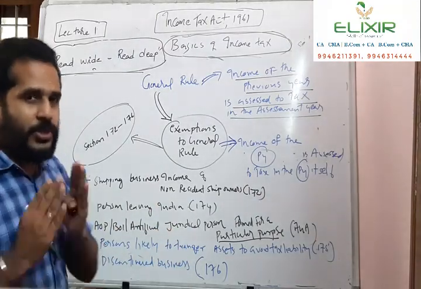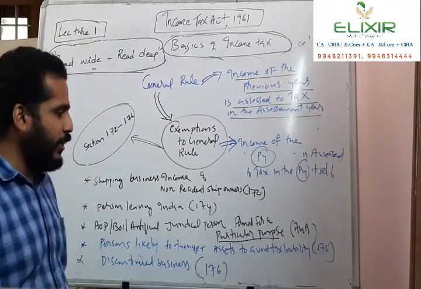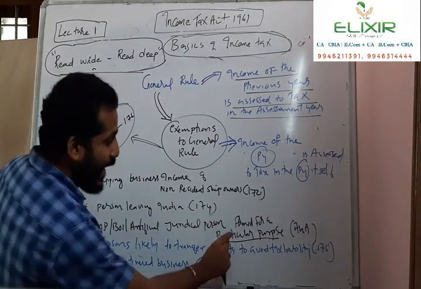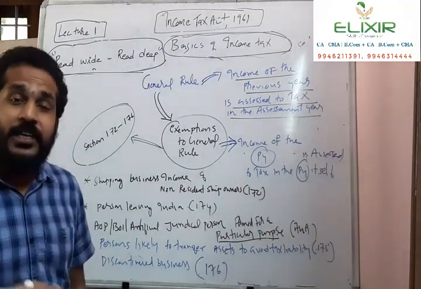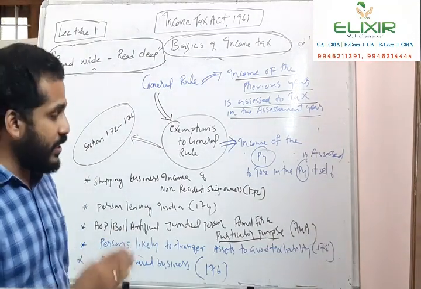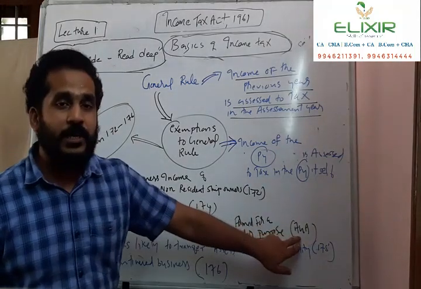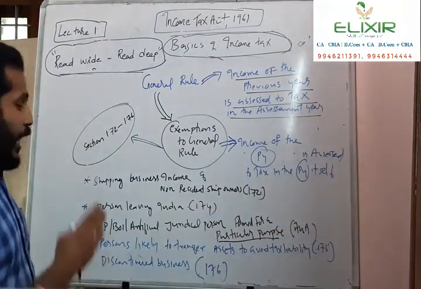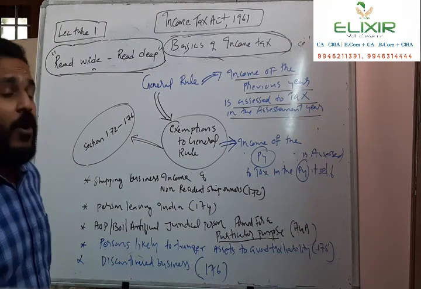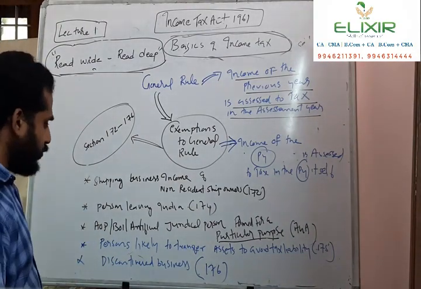If it appears to the assessing officer that this business setup will be discontinued after achievement of the particular purpose, the income received from that activity will be taxed in the year of earning itself, that is in the previous year itself, and assessed to tax in the previous year. This is what is about section 174 subsection A, AOP, BOI, artificial juridical person formed for a particular purpose. Okay, moving to the next.